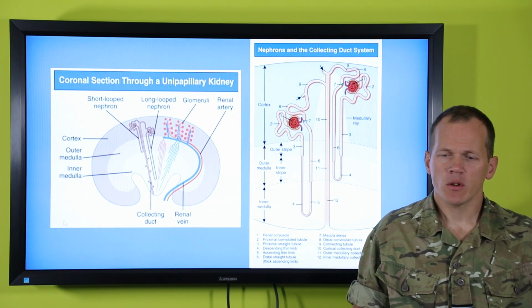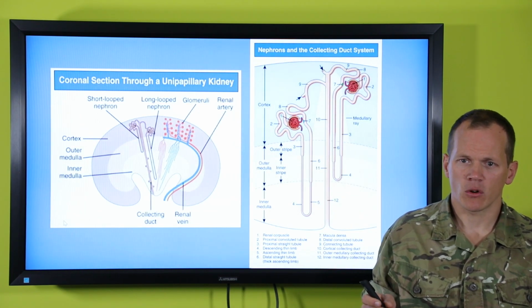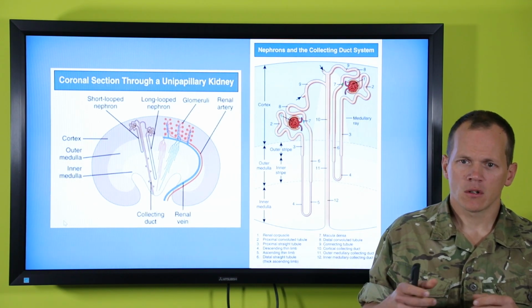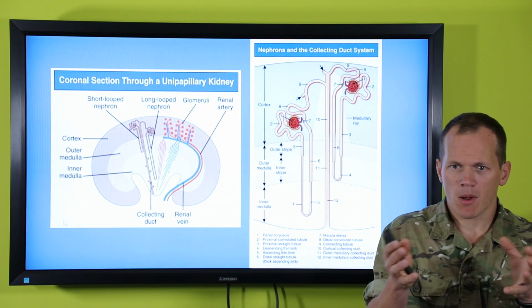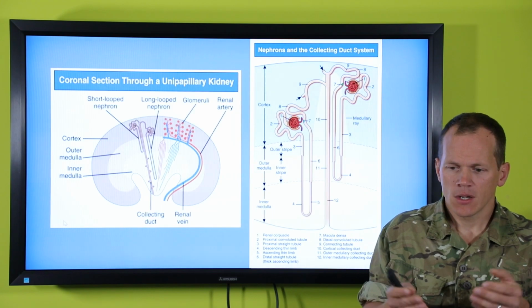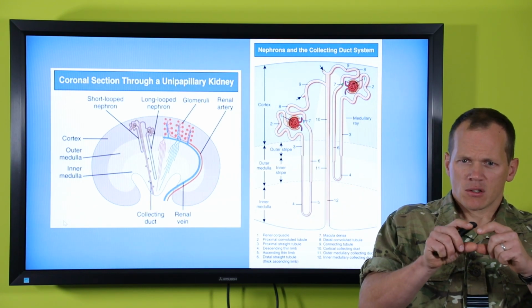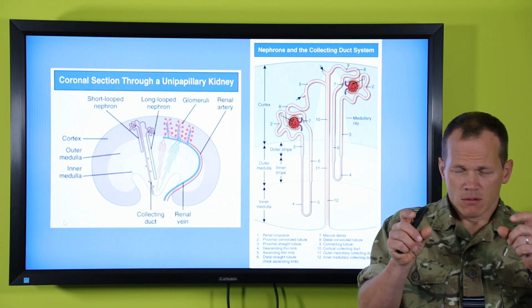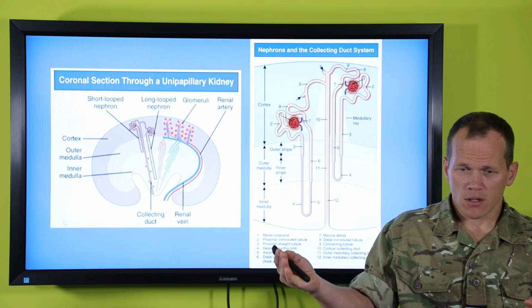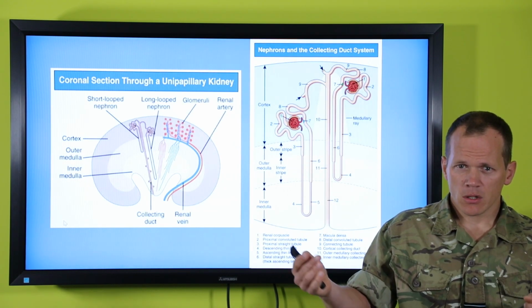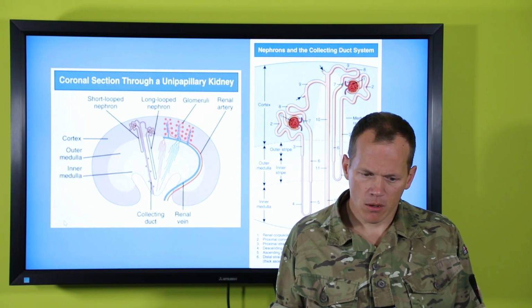So now we're going to look in a little bit more depth at the individual components of a nephron. A nephron is one single urine-making apparatus, really. It describes the cellular apparatus from blood side to urine side. So now we're going to look at the diagram on the right.